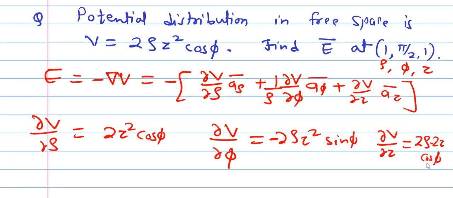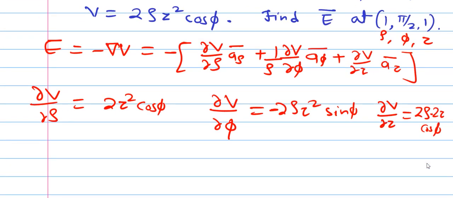Now calculate the values at 1 comma pi by 2 comma 1. So here rho is 1, phi is pi by 2, and z is 1. So 2 into 1 square into cos pi by 2. Cos pi by 2 is 0. Then next, ∂V/∂phi. So minus 2 into 1, that means minus 2, and sin pi by 2 is 1. So its value comes out as minus 2.